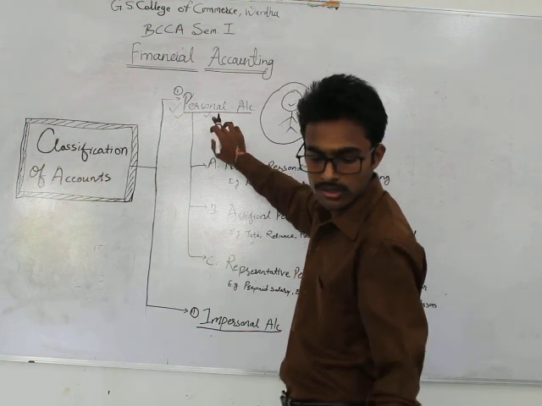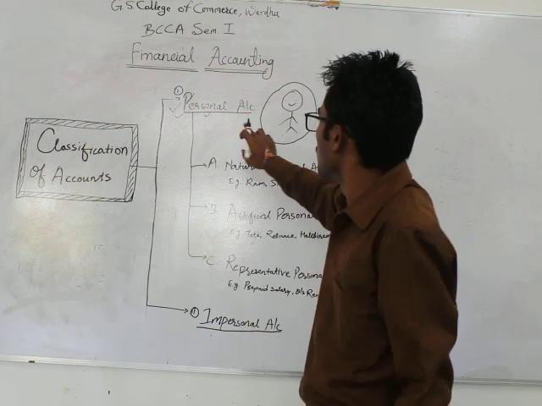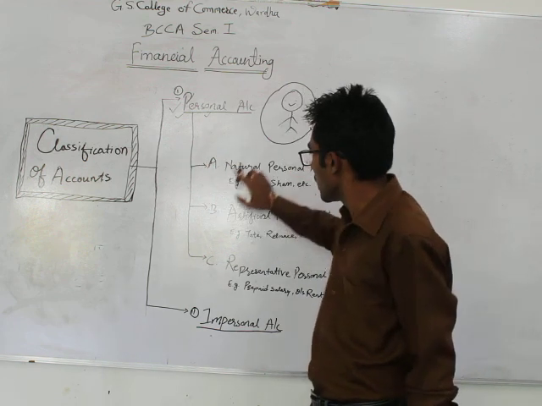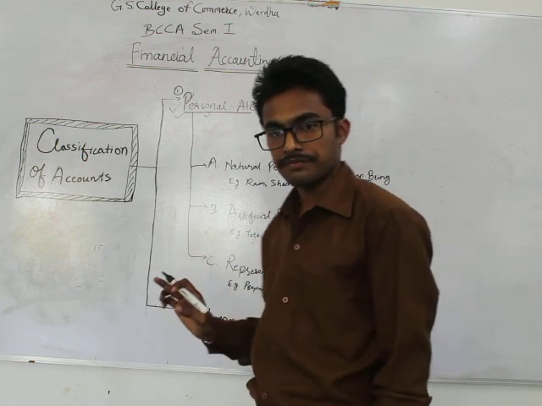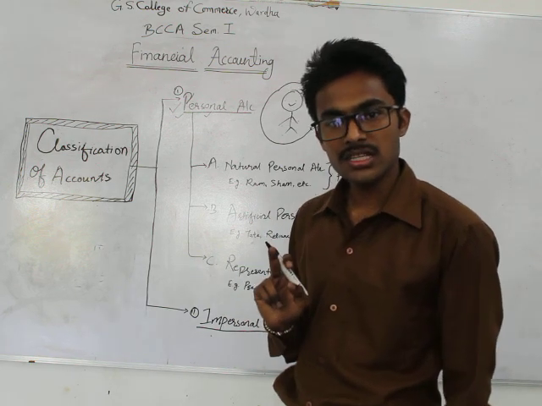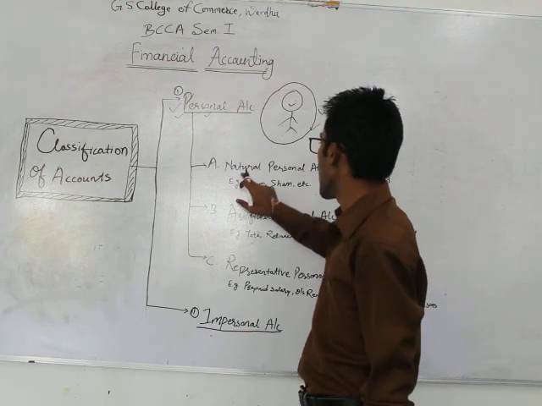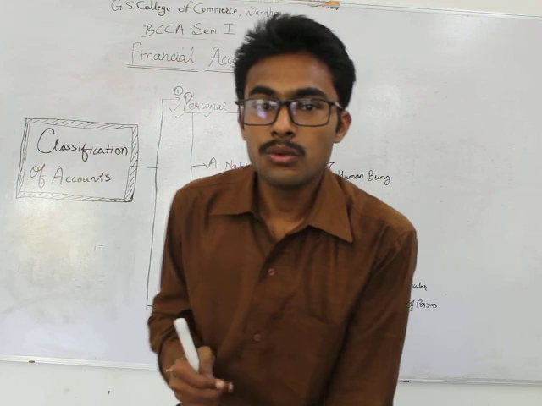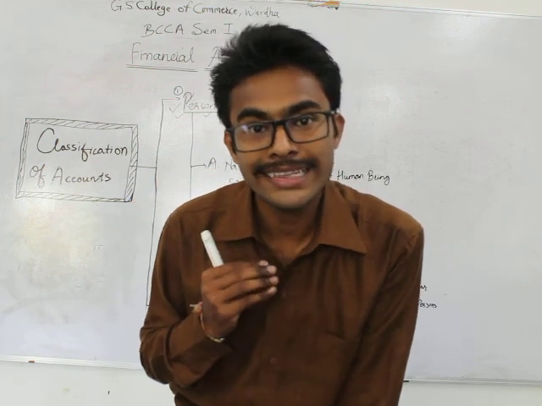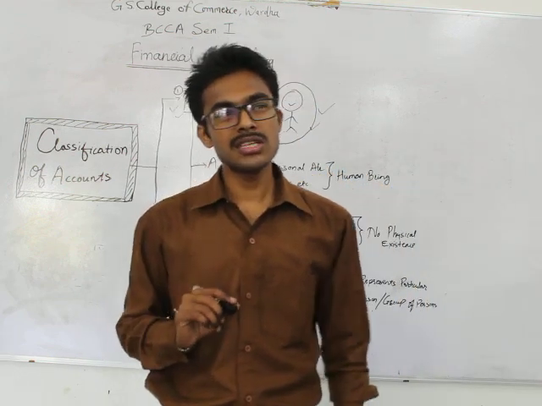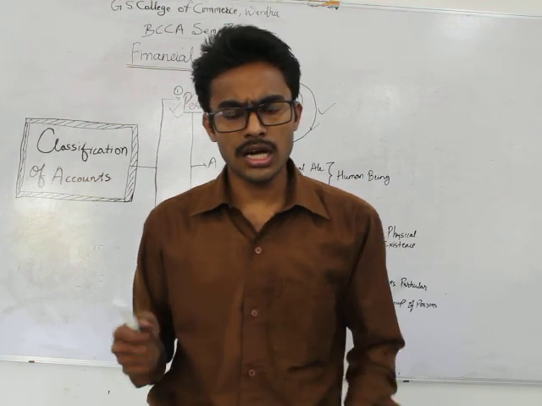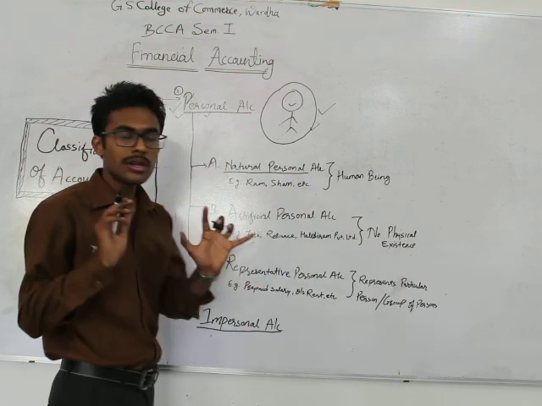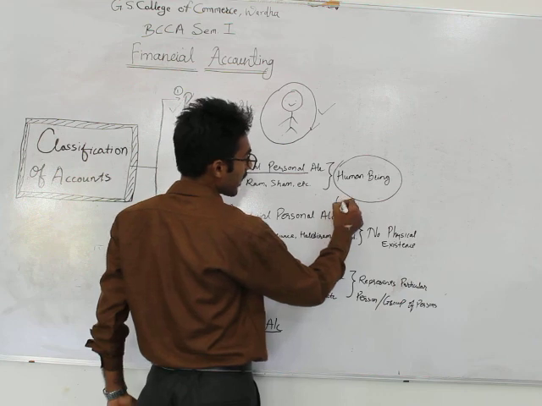In personal account, what we have seen here is that personal account is related to persons only, and now personal account is subclassified in these three heads. First subclassification of personal account is natural personal account. Natural personal account means a person, a human being, which is created by God, not any artificial person. Here artificial person means no robot, no artificial intelligence machines will be treated here. In this head we only consider human beings created by God.